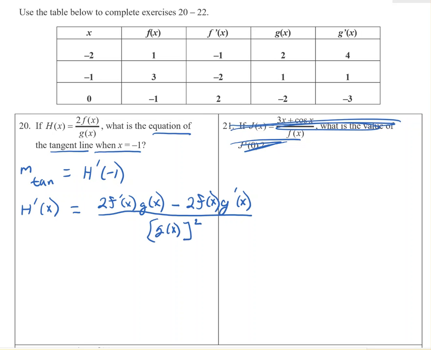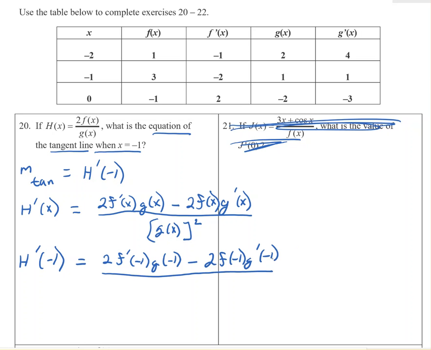that squared. Okay, so then making our little substitution, we care about at -1, so we have h prime, and I want you guys to show this kind of notation. H prime of -1 is 2 f prime of -1 times g of -1 minus 2 f of -1 g prime of -1 all over g of -1, that quantity squared. Okay, so now we can make our substitution.